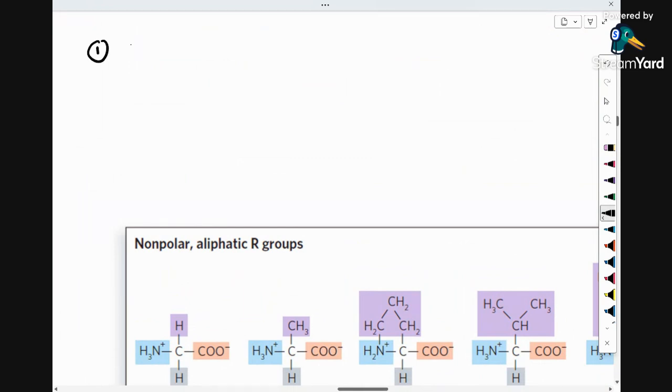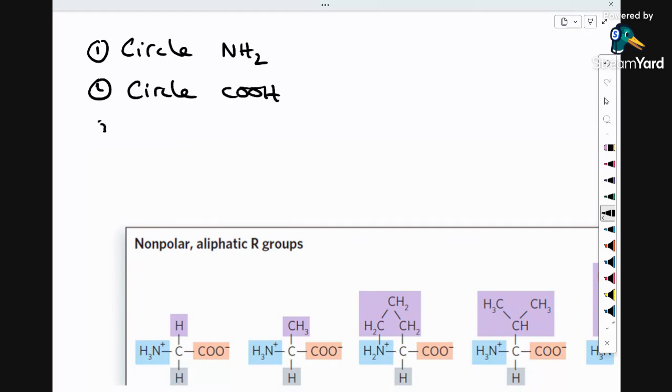Number 1 is circle your amino group. Second step is to circle your carboxylic acid group. Third step, circle your hydrogen. And the fourth step is whatever's left is the R group.